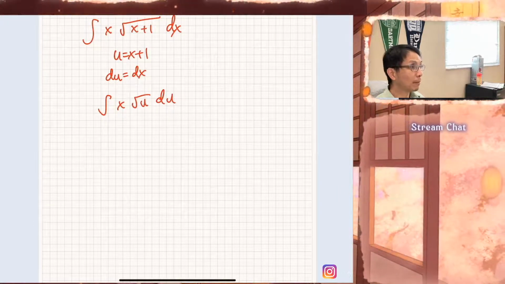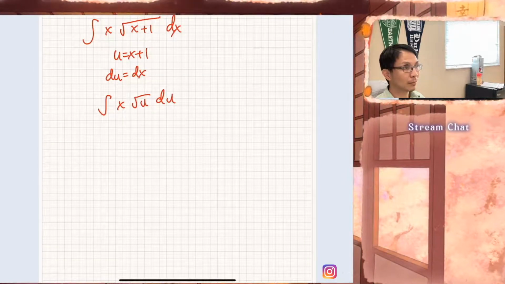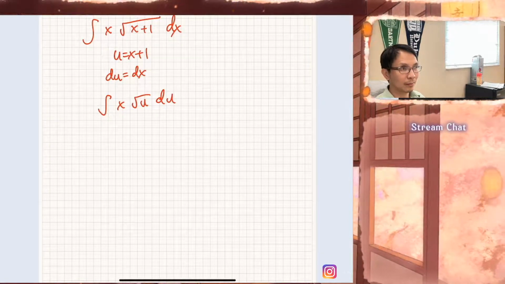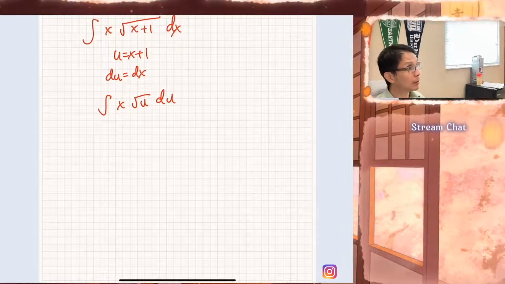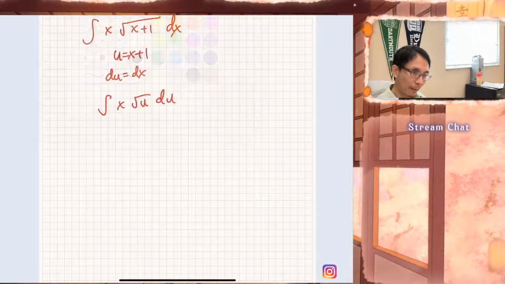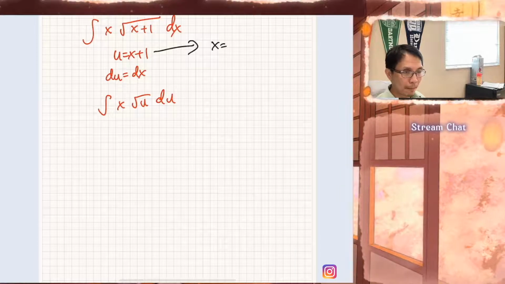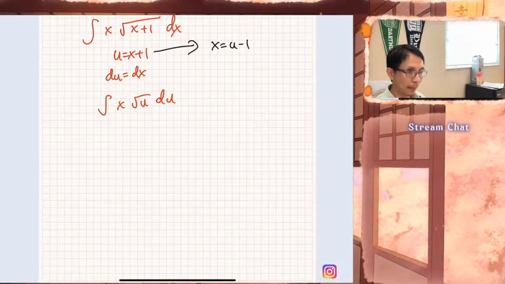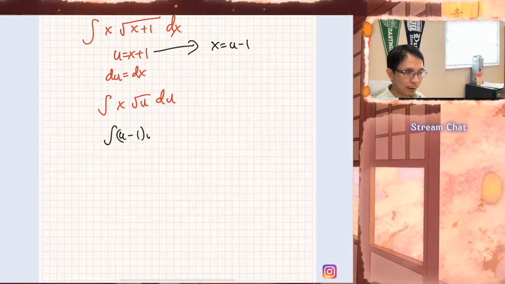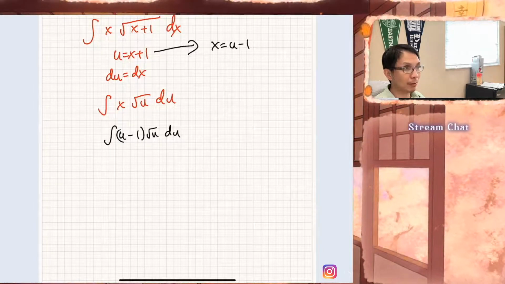What'd you say? You might be on the right track. So plug the x plus 1 back in. That won't work though. Yes? Could you solve for x and then u equals x plus 1, and then plug in? Solve for x? Yeah. Would that be u minus 1 times square root of u du? Now it's everything in terms of u.